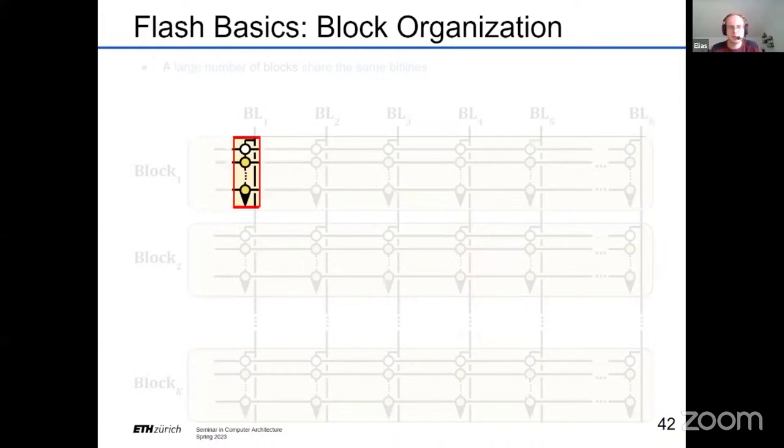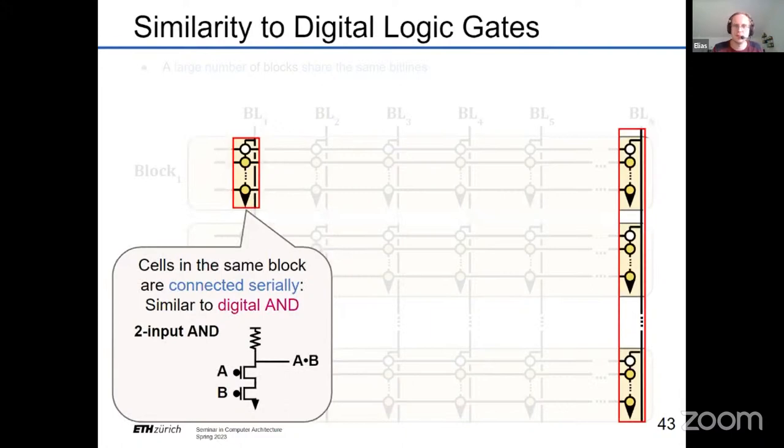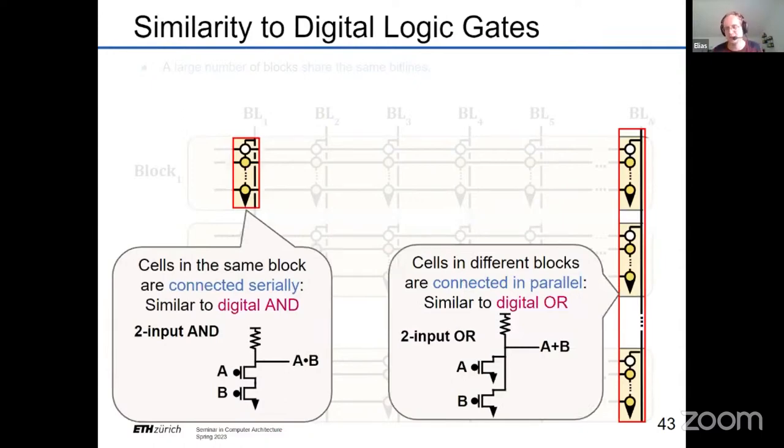Now let's focus on one of these NAND strings inside the whole system. As I said, they are serially connected. And now I told you that the flash cells are some weird transistor. As you can see in the picture, it's the same as an AND gate, just a bit bigger. And if we then have a look at multiple of these strings connected to the same bit line, they have a similar structure to OR gates. So that's really important that you get that.